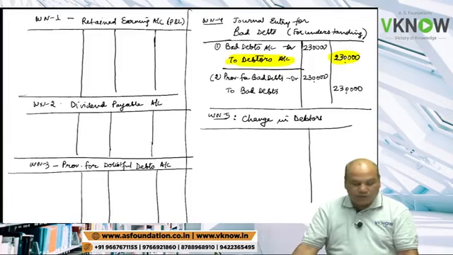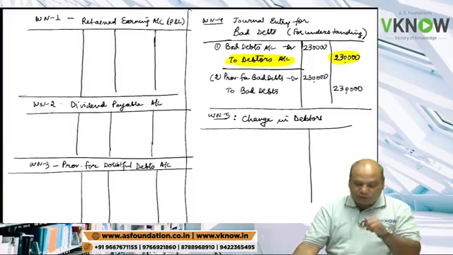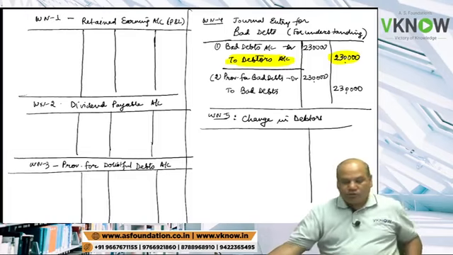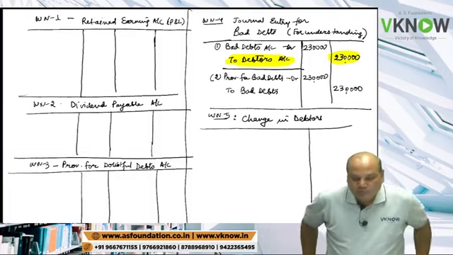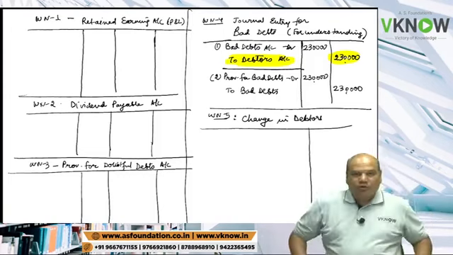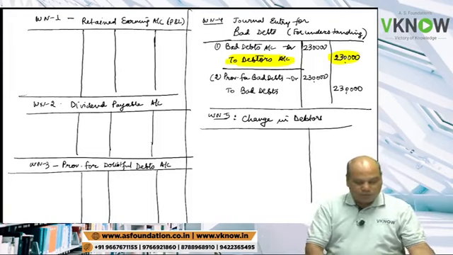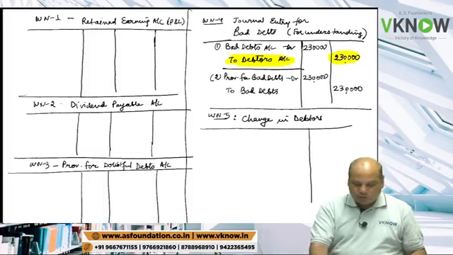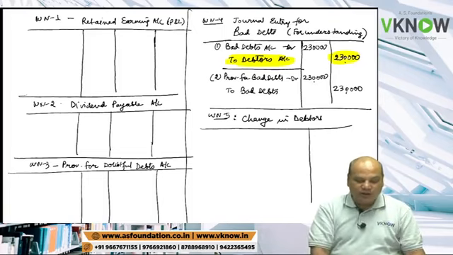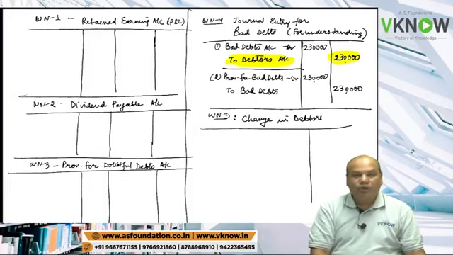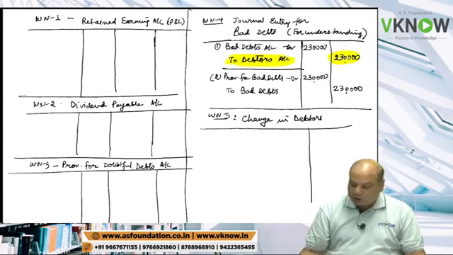Okay. So these are the 5 working notes. So are you ready to solve? Come on. Are you ready to solve? Yes. Student is saying we are ready to solve. So here I begin. First line, capital no change. Retained earning, working note 1.